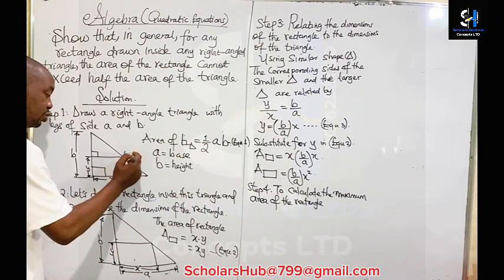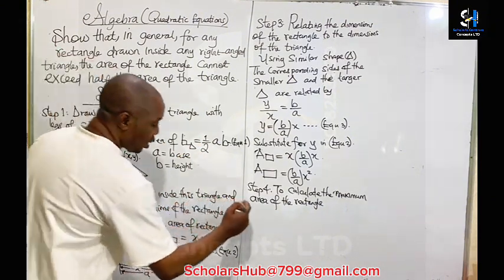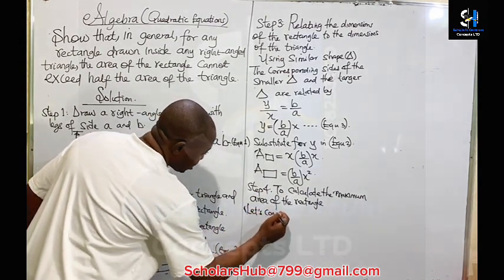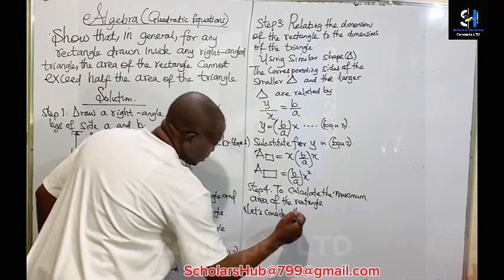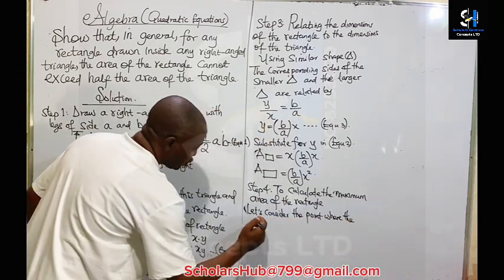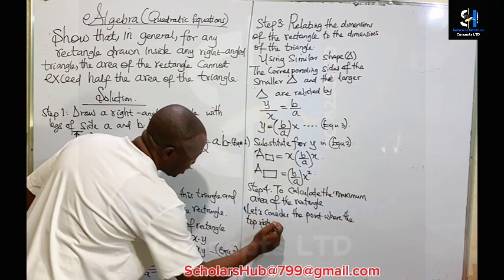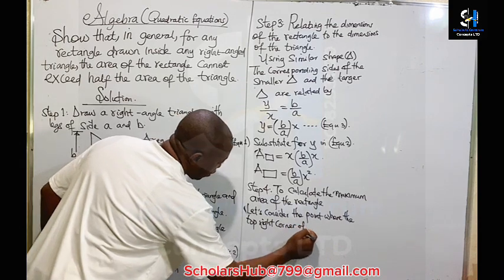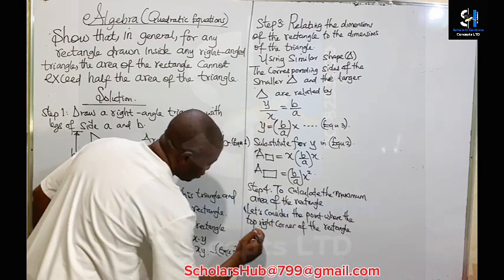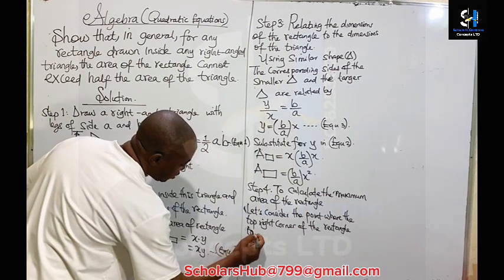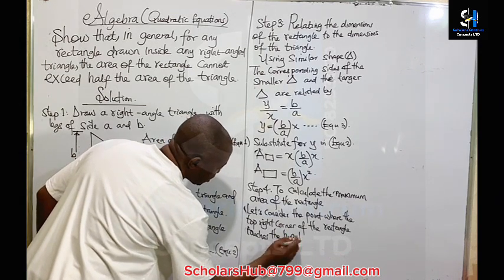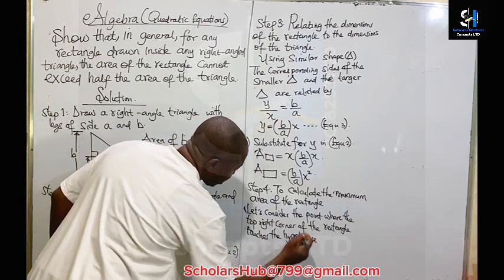Let's say it has a coordinate of y. Now what I mean is that let's consider the point where the top right corner of the rectangle touches the hypotenuse. You know, the hypotenuse is the longest side in a right angle triangle.